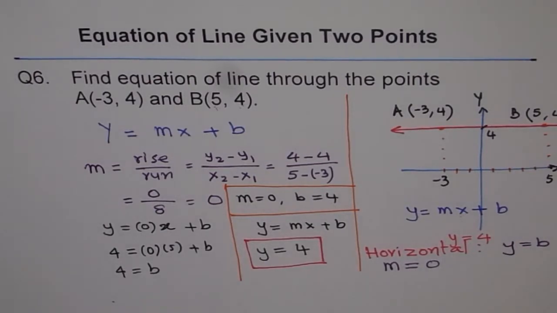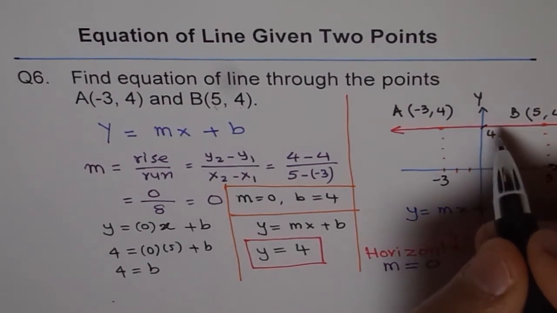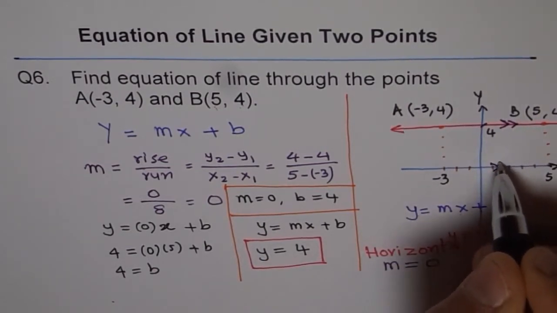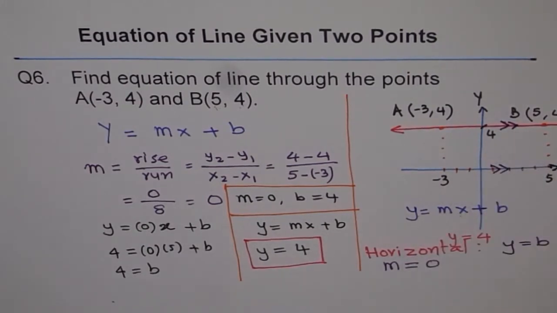The question for you to answer is, what is the x-intercept of this line? Does it have an x-intercept? It will never cross the x-axis since it is parallel to the x-axis, correct? So remember, these two lines are parallel, the x-axis and the horizontal line. So they will never cross, so there is no x-intercept for a horizontal line, right? Remember that, y equals b.